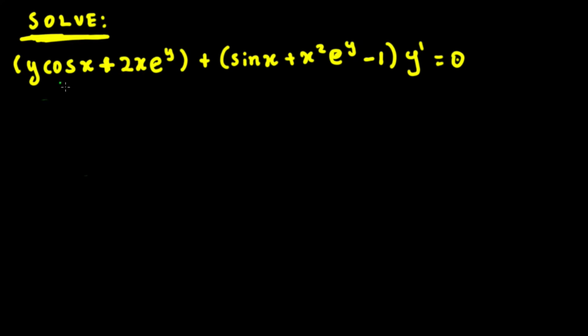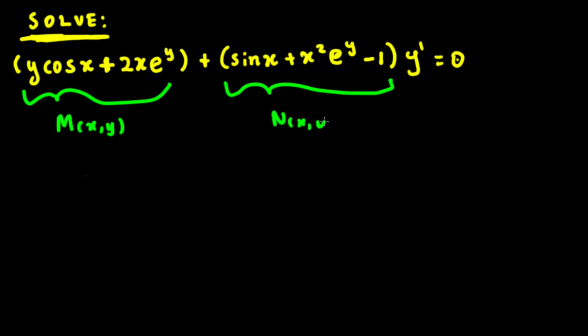Now here we have this problem, y cos x plus 2x e power y and all these things. This is the first one, this is our M of x comma y, and the second one is N of x comma y. Now the first thing is we have to take the derivative of this one with respect to y. When we take the derivative with respect to y, we treat x as a constant. So here this y will become 1, so this is going to be just cos x. And here this e power y remains the same because the derivative of e power y is still e power y, so we will have 2x e power y.